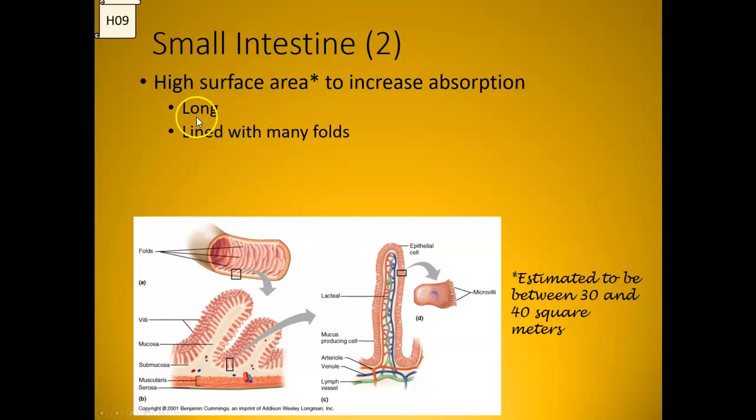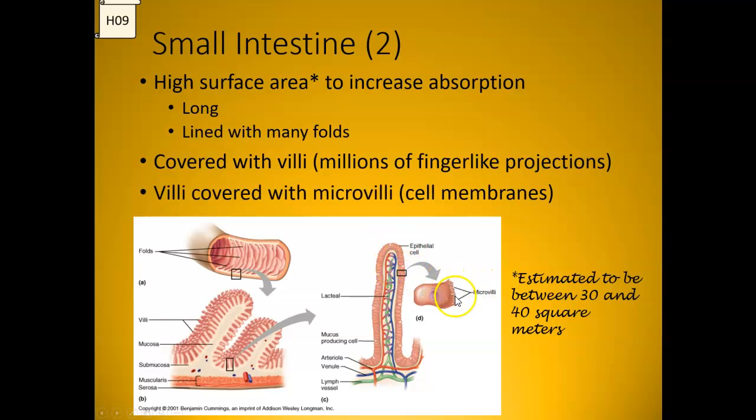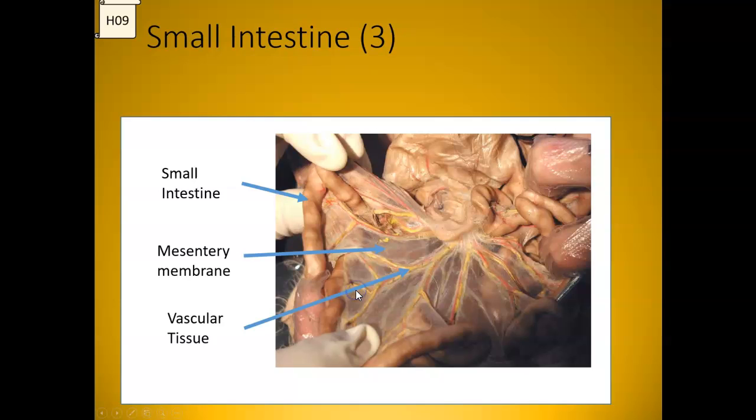And to give it that high surface area, it's long and it's lined with lots of folds, and it's covered with these little tiny bumps. So here's a fold and here's a fold, but each little bump is all these little knobby bits on it, finger-like projections called villi, and then on the surface of each villi, each individual cell is also covered with its own little tiny folds called microvilli, which are just part of the cell membrane. So all of this together gives it lots and lots and lots of surface area.